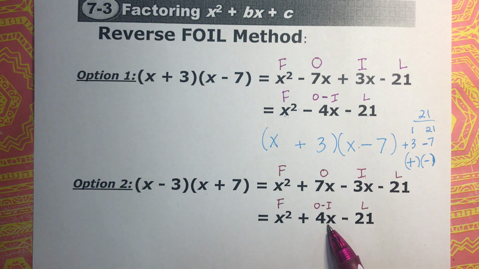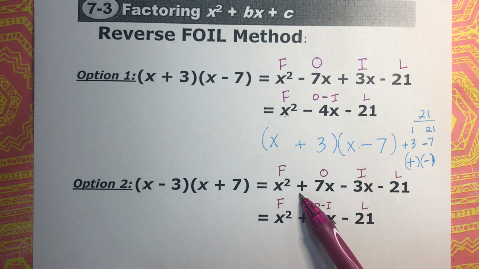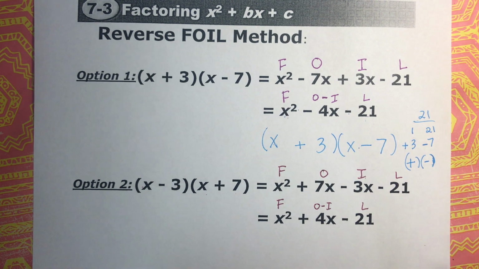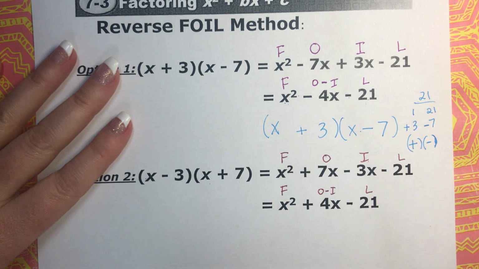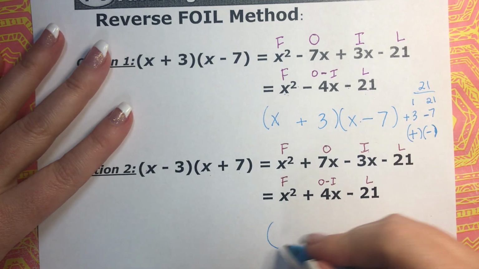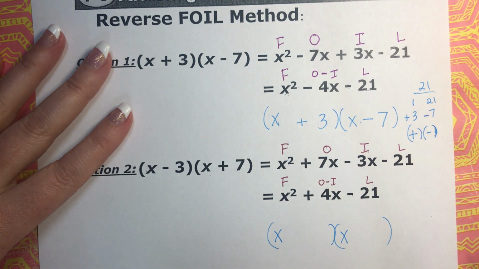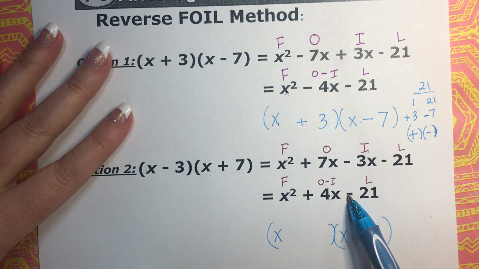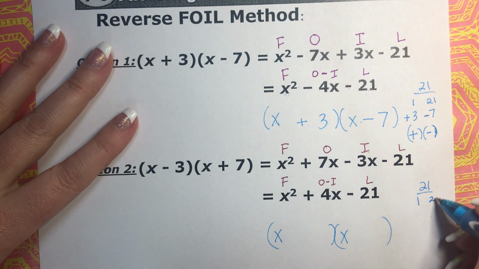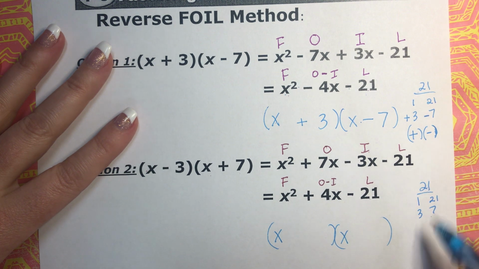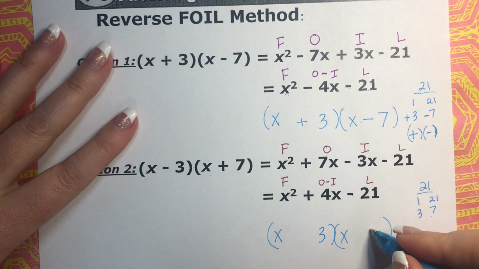Well, why is that? If you look, the bigger number is positive, so that's something to think about when we go backwards and do the reverse FOIL. We know we have x and x. And this tells us that we're going to take the difference of the factors of 21. The factors of 21 are 1 and 21, and 3 and 7. And we need a difference of 4, which is 3 and 7.